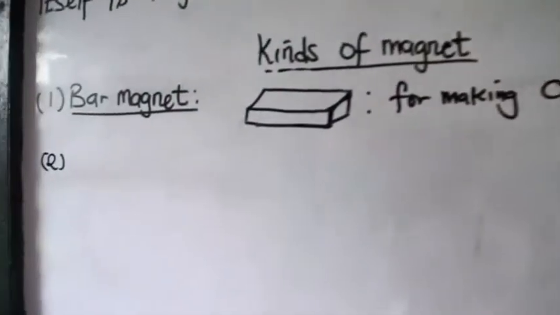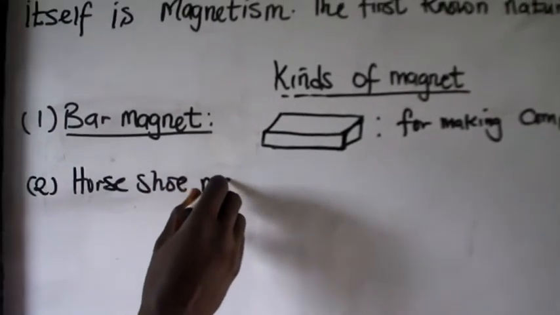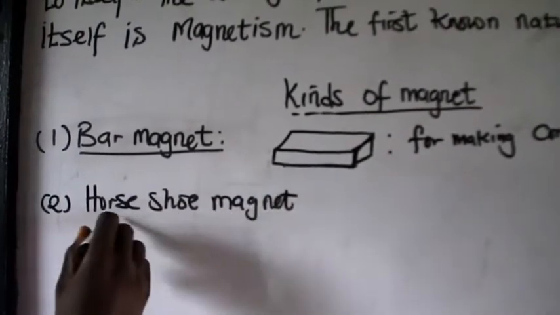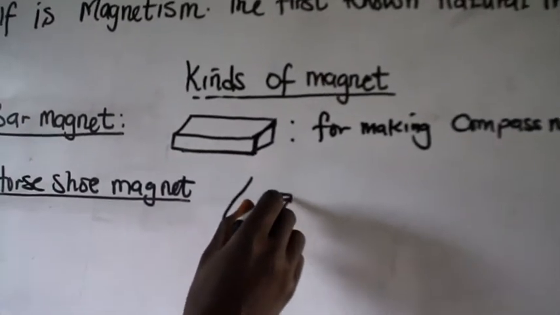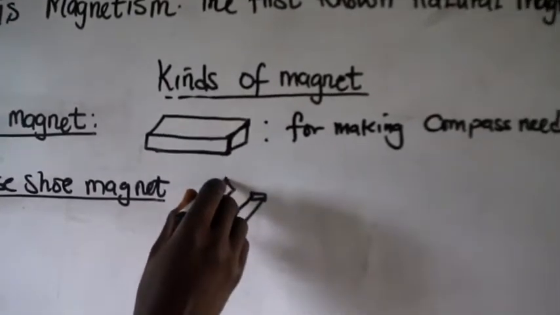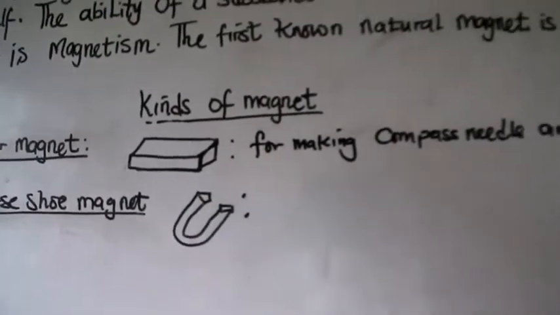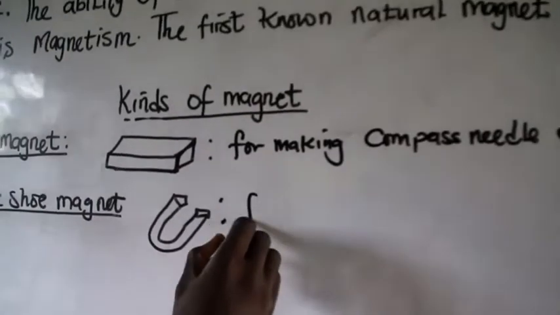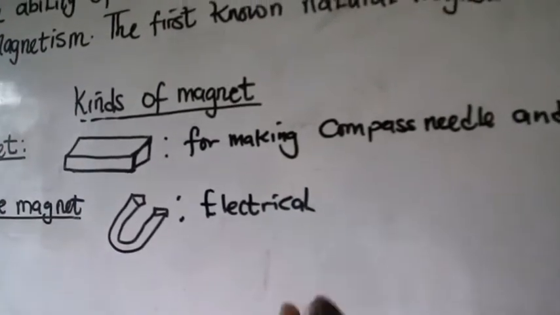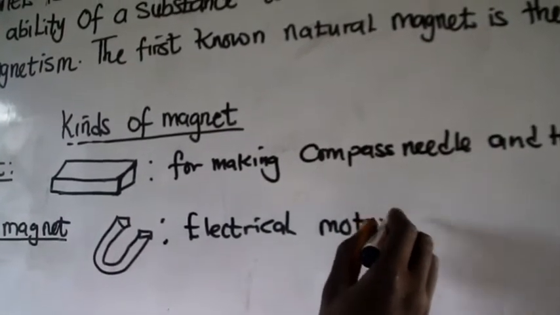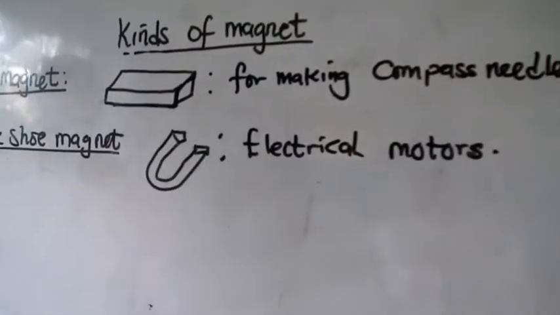Number 2, we have the horseshoe magnet. This is its shape. That's a horseshoe magnet. That is how it looks. What is it used for? We use it in electrical motors. So electrical motors make use of horseshoe magnets.